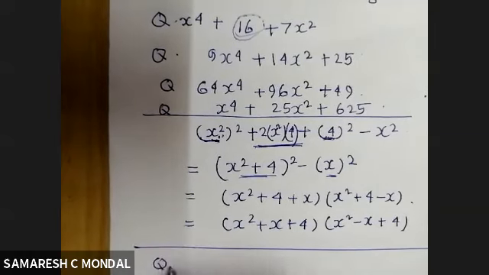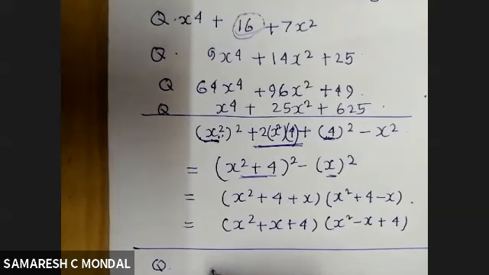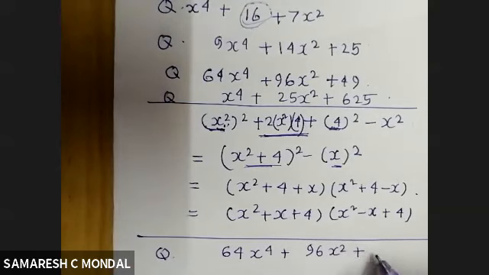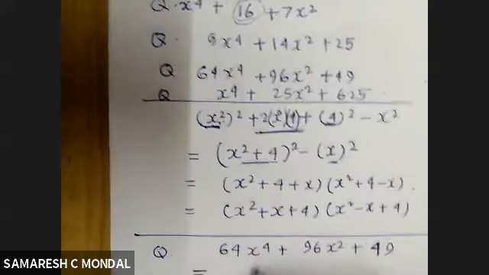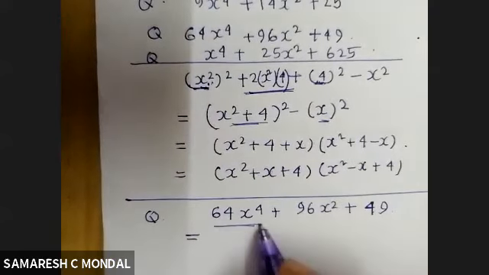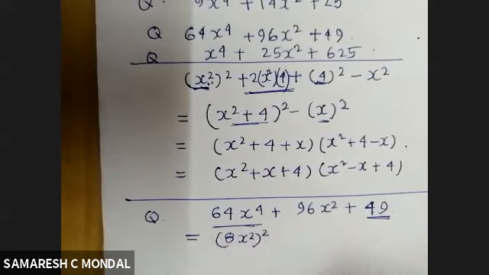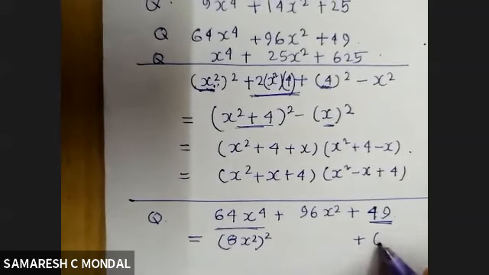Next one. 64x to the power 4 plus 96x square plus 49. So I'll write the question. What I told is that first you need to see a square, and this is kind of a square and this is kind of b square. So 64 is 8x square the whole square, plus 7 the whole square.